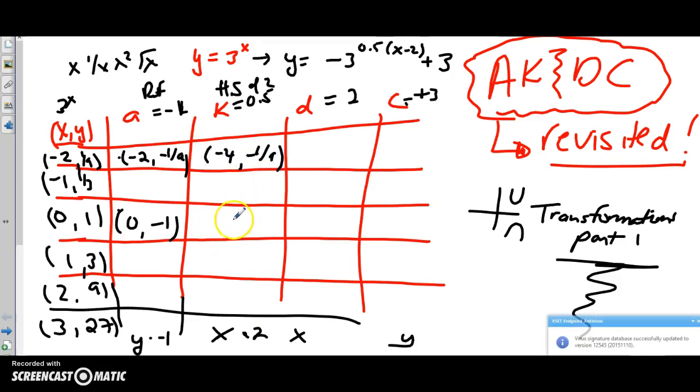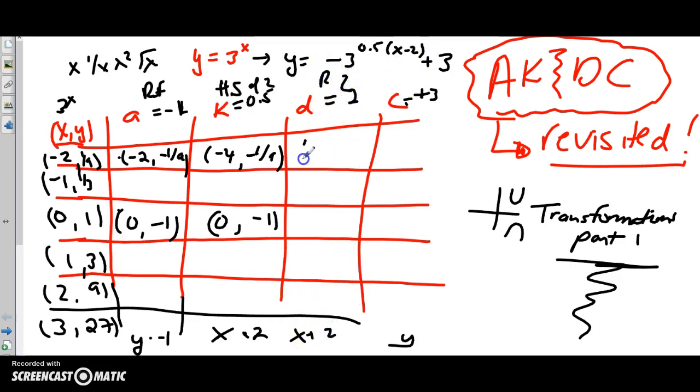So -2 becomes -4, and 0 times 2 stays at 0. So that's where I am at this point. D means move. D of -2 means right 2, which means add 2 to the x value. So -4 plus 2 is -2. And 0 plus 2 is 2. So there we go with those.